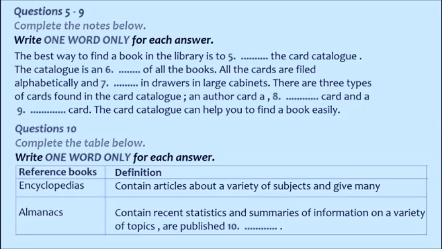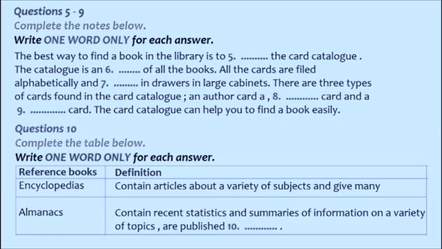For instance, if you wanted to find information about the moon, you would look in volume 8 of the encyclopedia pictured here. Next is atlases. An atlas is a book of maps. It may contain many different kinds of maps. The maps in an atlas are often arranged alphabetically by country or continent.